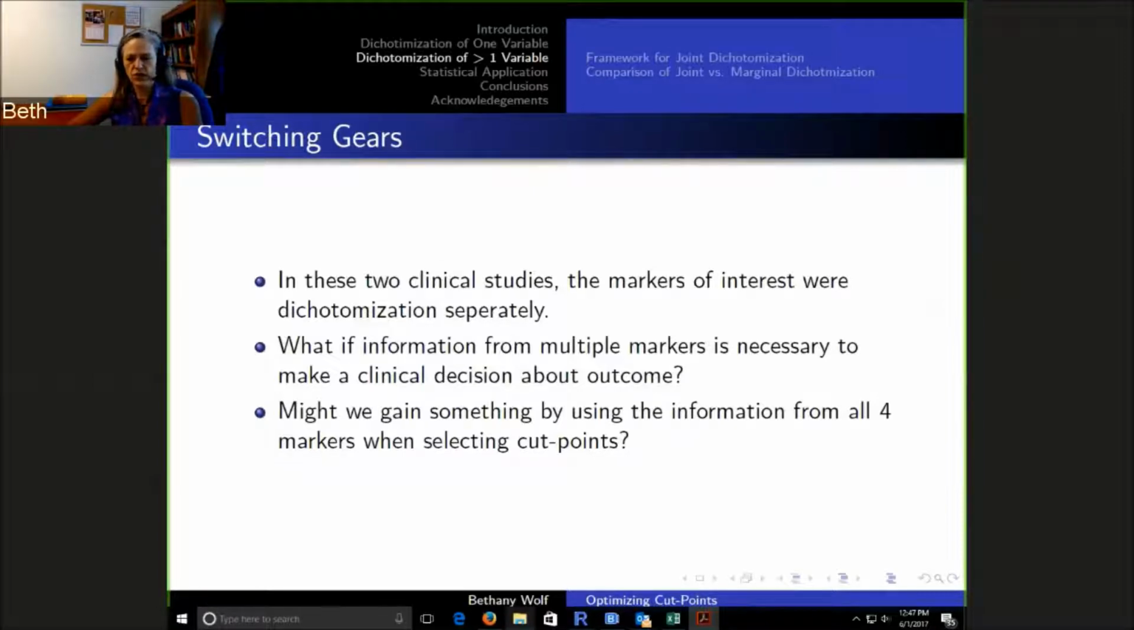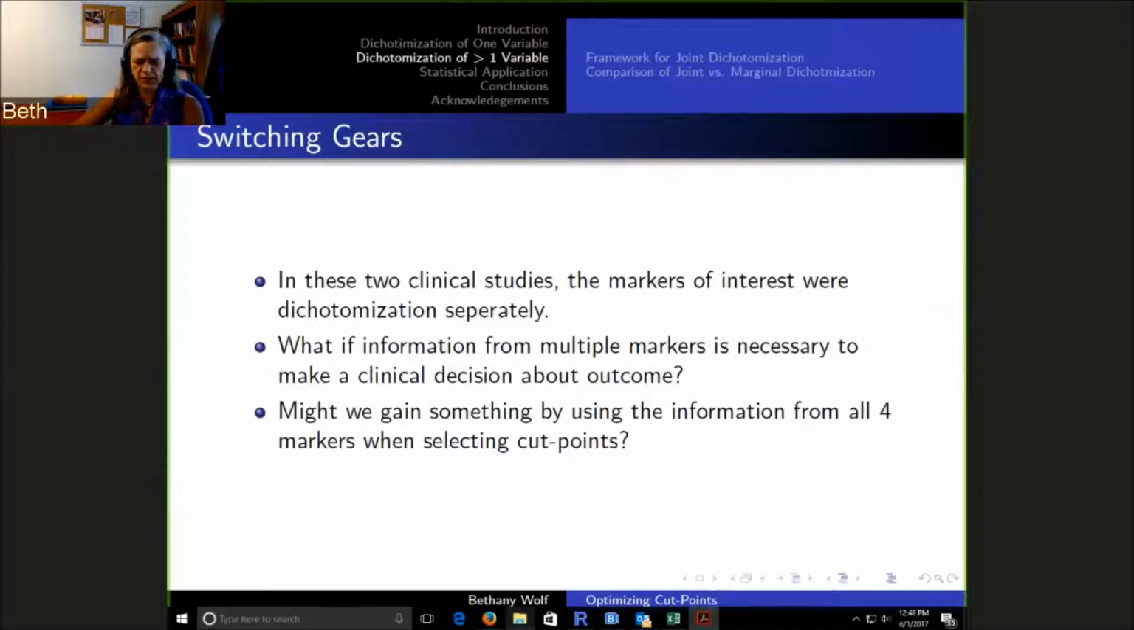And so one of the questions that came to light was, well, what if multiple markers are necessary to make a decision about clinical outcome? Certainly, we believe that for most complex diseases, so heart disease, cancer, lupus, any of these diseases, it's not just a single causal factor that causes you to have disease, not have disease, to respond, to not respond. And so we'd like to be able to pull in information from multiple clinical markers. And so the question is, can we gain something by selecting the cut point for all 4 markers simultaneously? So using the information from each of the markers to help us better define the cut point.